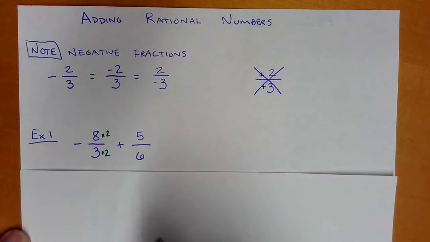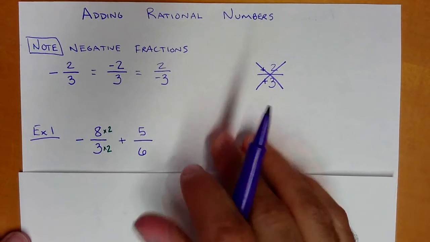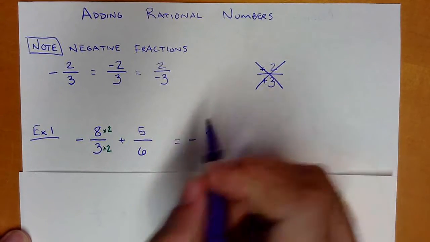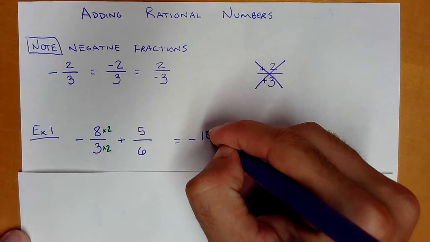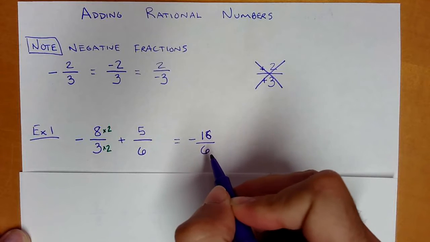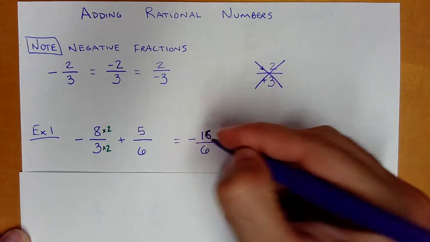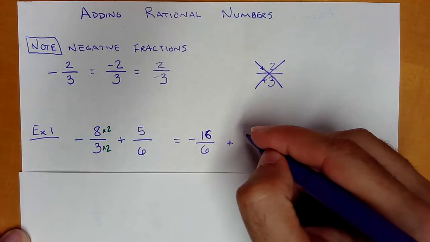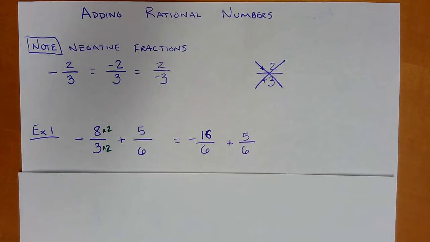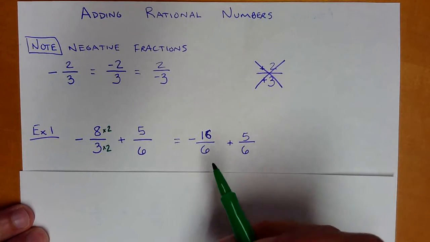That is going to give us negative 16 divided by 6, or negative 16/6. Here, let me rewrite that. Plus 5/6. Now, as we noted before, the negative sign can go with the numerator or the denominator.